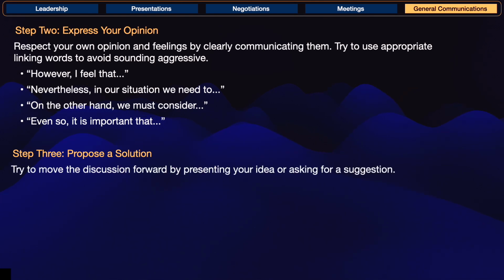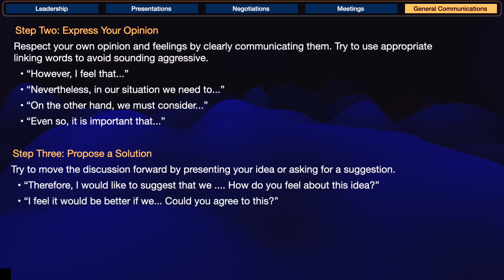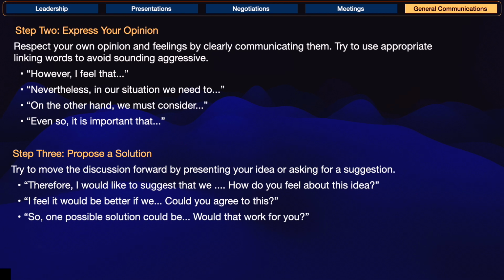Now, proposing a solution is you moving the discussion forward by presenting your idea or by asking for a suggestion. Here are some example phrases. Therefore, I'd like to suggest that we, how do you feel about this idea? I feel it would be better if we, could you agree to this? So one possible solution could be, would that work for you? Or finally, if you don't have a proposal to make, you could say this. Do you have any suggestions? Now that's a great idea because you can invite the other person to give his or her recommendations.